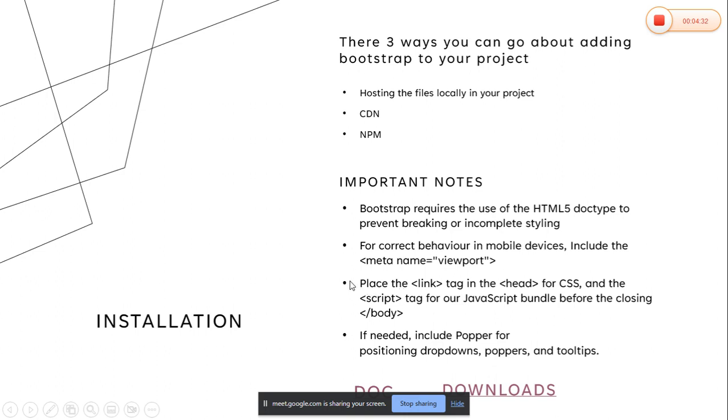So when you're doing that, where you place the CSS link and the JavaScript link matters. You put the CSS link in the head, and then the link to your JS file, locally or online, you put before the closing tag of the body. You'll see this very soon. And then also, if you're going to be using dropdowns, poppers, and tooltips in your project, you also add the Popper CDN link. So let me just open it so I can show you.